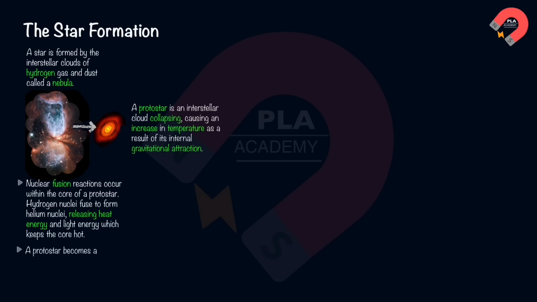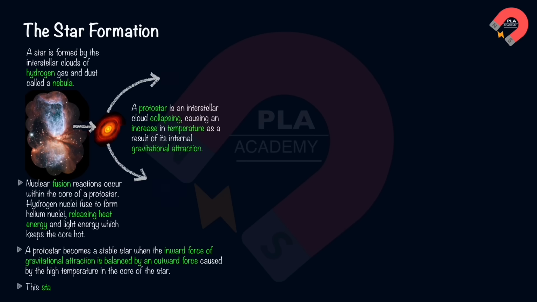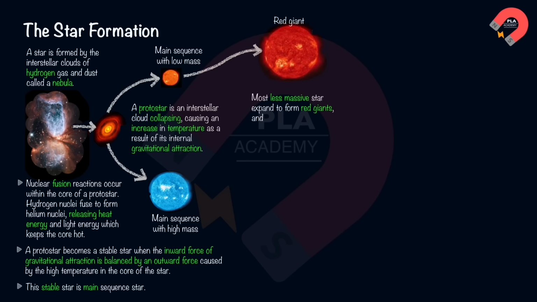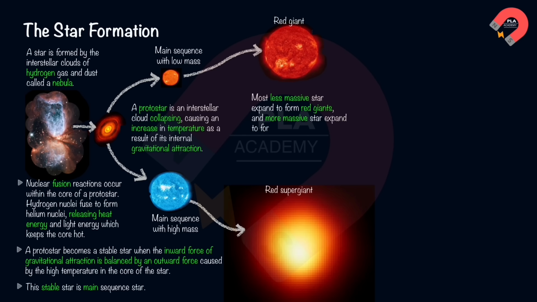A protostar becomes a stable star when the inward force of gravitational attraction is balanced by an outward force caused by the high temperature in the core of the star. This stable star is a main sequence star. Most less massive stars expand to form red giants, and more massive stars expand to form red supergiants, when most of the hydrogen in the core of the star has been converted to helium.